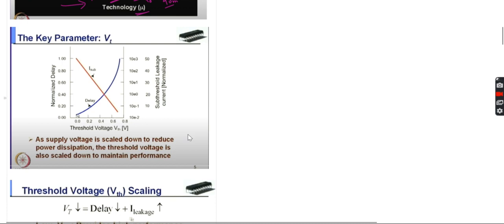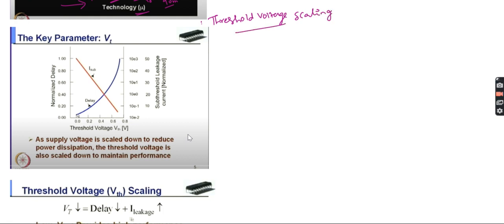Now one of the very important key parameters for leakage power is nothing but the threshold voltage scaling. Before studying the threshold voltage scaling, we need to see about the threshold voltage, how it plays a very important role in the leakage.